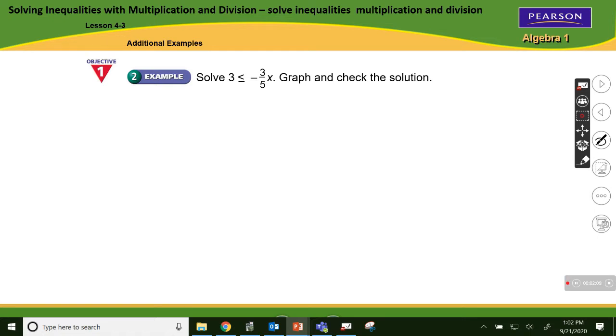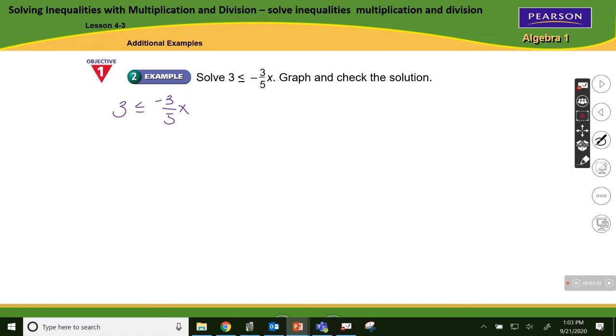Solve 3 is less than or equal to -3/5 x, graph and check the solution. So, 3 less than or equal to -3/5 x. Alright, I've seen a bunch of different people do this in different ways. I'm going to go with the way that people seem to be enjoying more than some of the other ways. So I see that x is being multiplied by -3, and it's kind of like it's being divided by 5.